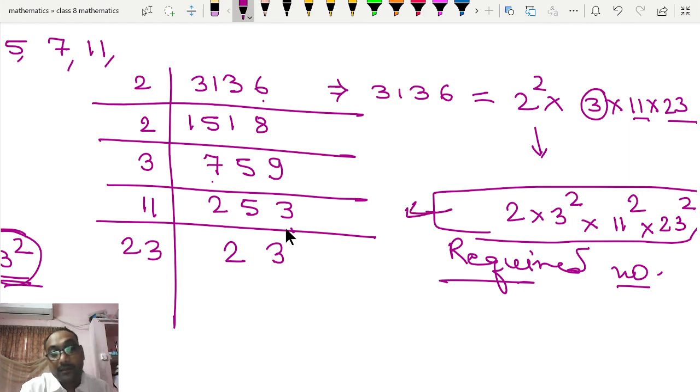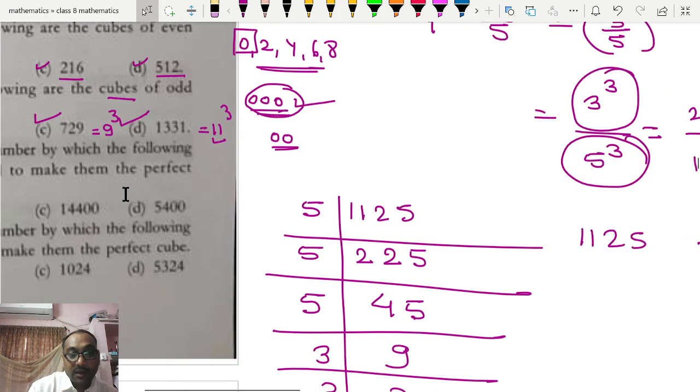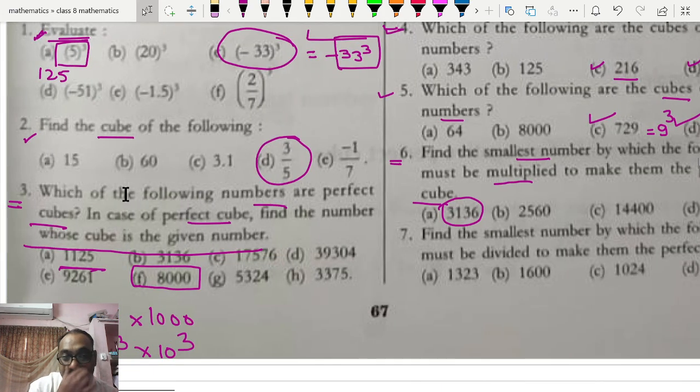So to find a perfect cube number, you need to find its factorization in prime number form. Then check whether the exponent of each and every prime number is 3 or a multiple of 3, then only it will be a perfect cube number. Otherwise, you will need to multiply or divide the given number to make it a perfect cube. Clear?